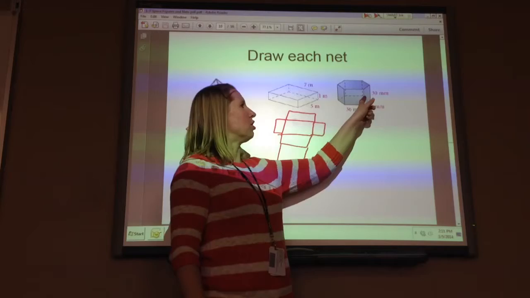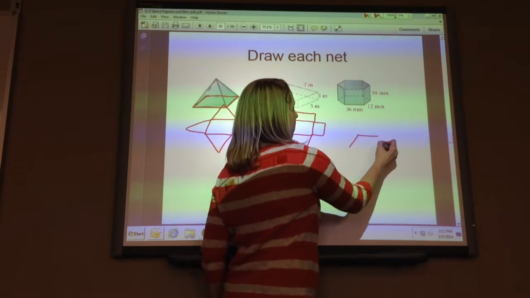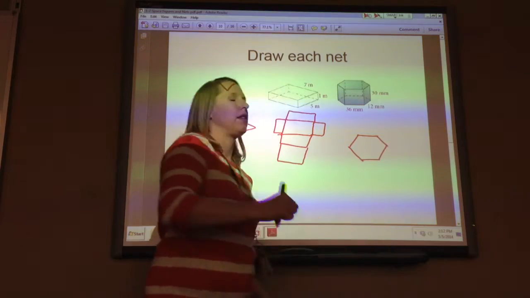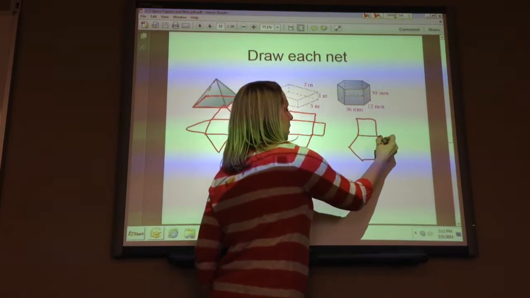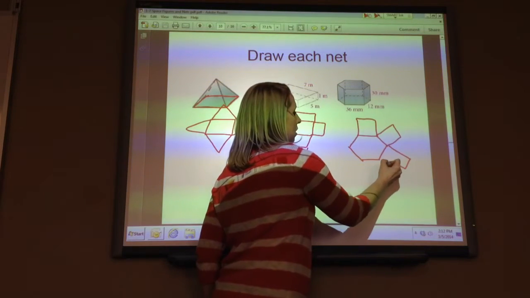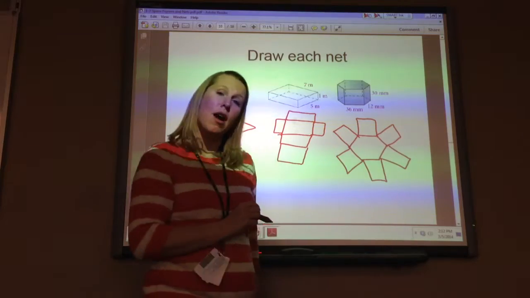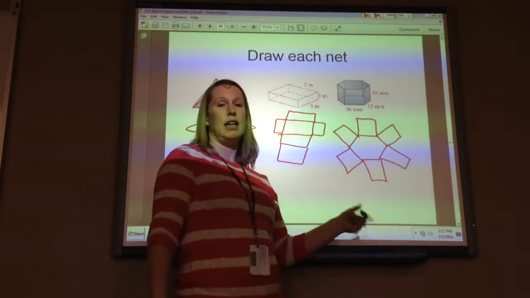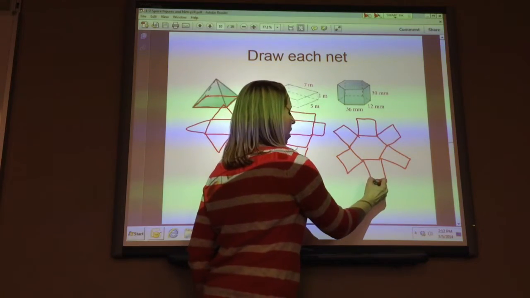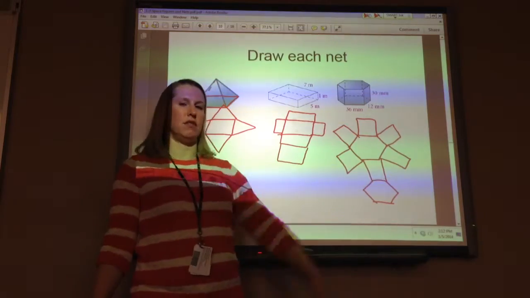On this one, I've started at the bottom, so that's a hexagon shape. So I'm going to start with my hexagon shape. And then I imagine unfolding each section. So I've got this section, this section. It looks kind of like a pretty flower. And then we can't forget about the top. So you can add it onto any piece. It doesn't matter which one. I'll add it on here. And that would be my net of this figure.